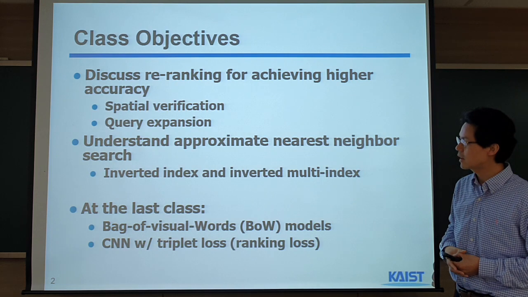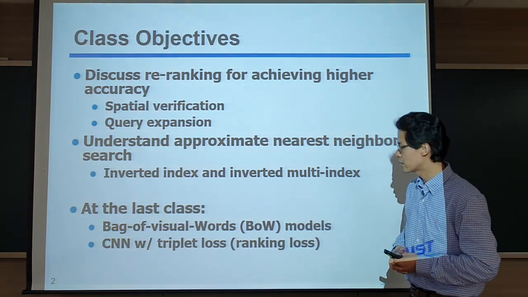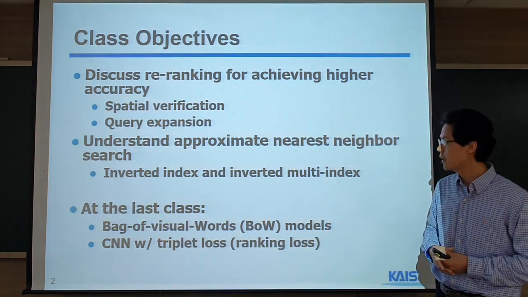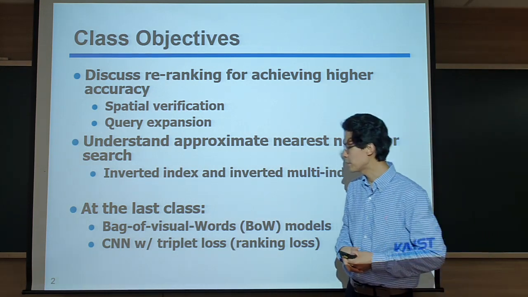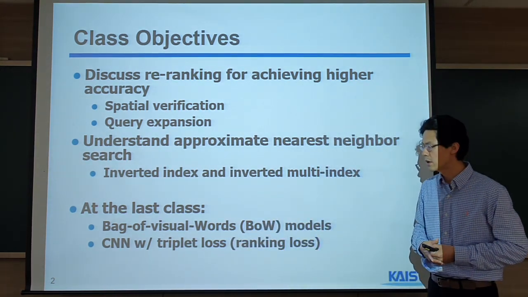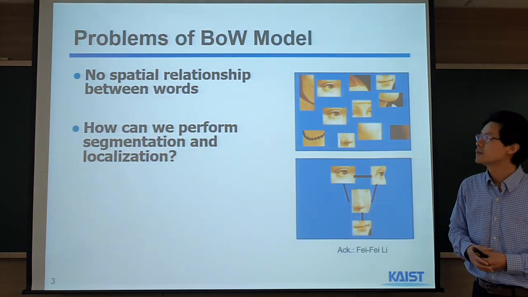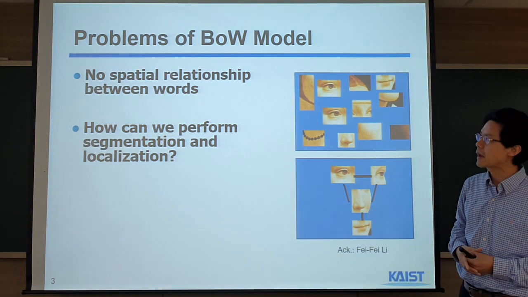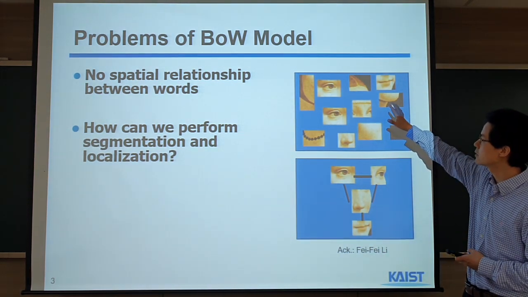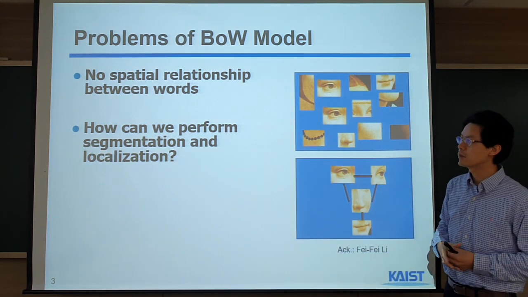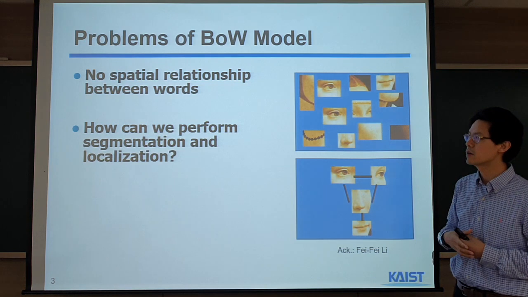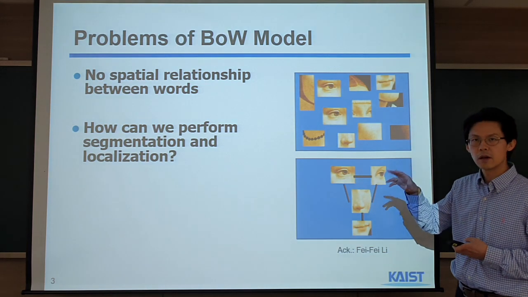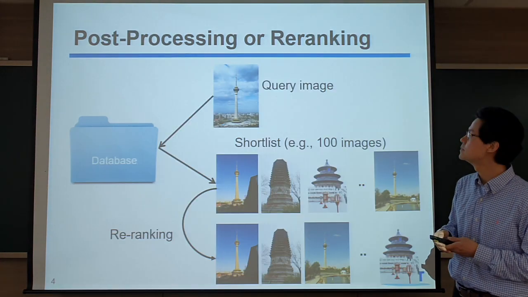Before we move on to today's topic, the last time we talked about the bag of visual words model, which is an aggregation model from the local features. And we briefly talked about CNN with the triplet loss, which is also known as the ranking loss. Basically, there's no spatial relationship between these visual words. As a result, we somehow lost this kind of information. So we wanted to maintain this kind of information in the middle of the image search process.